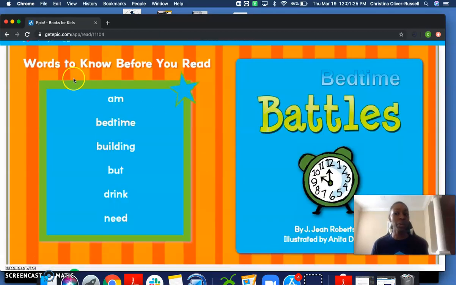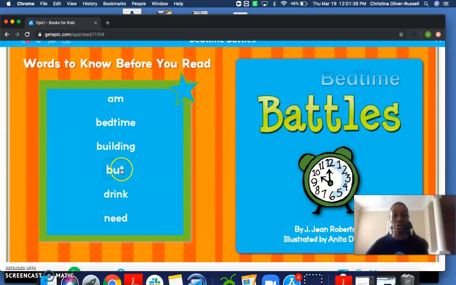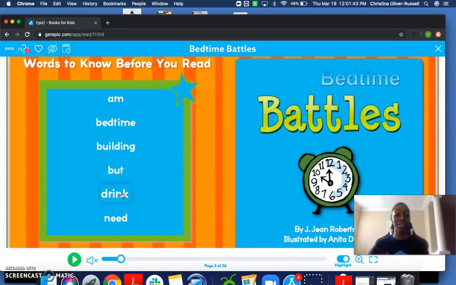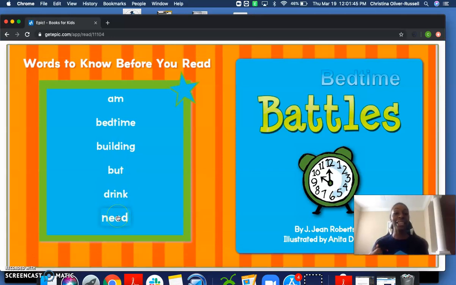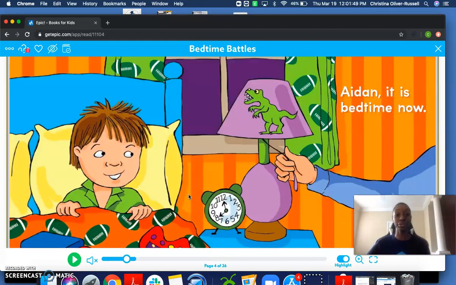So before we read, we have some words to know before you read. The first word is am, repeating after Miss Oliver, am. Bedtime, building, but, drink, and need. Those are the words to know before we read. So get your pointing fingers ready. Miss Oliver is going to read first.